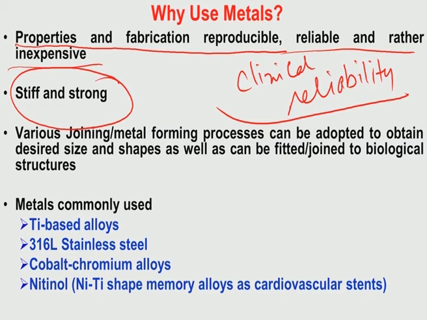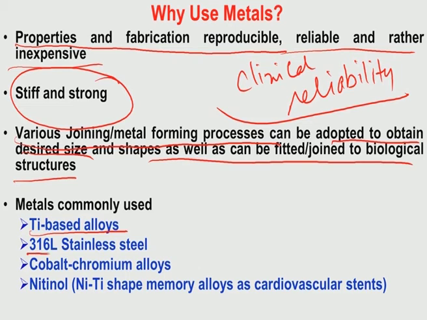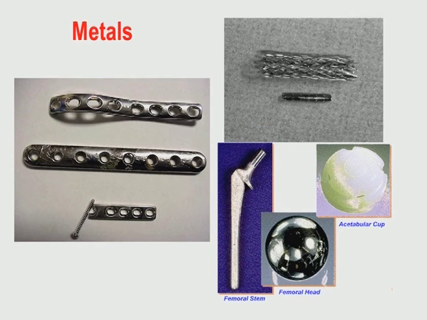I mention it here in the third point, that various joining or metal forming processes can be adopted to obtain desired sizes and shapes, and can be fitted or joined to biological structures, meaning osseous bone structures. Commonly used metals: titanium based alloys, titanium 6% aluminum 4% vanadium, then titanium aluminum niobium, titanium niobium zirconium, 316L low carbon stainless steel alloys, iron chromium nickel, cobalt chrome alloys which are also used for knee joint replacement, and nitinol, that is nickel titanium based shape memory alloys which are used for cardiovascular stents.